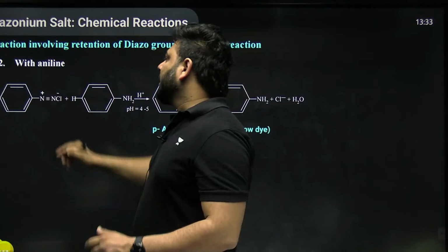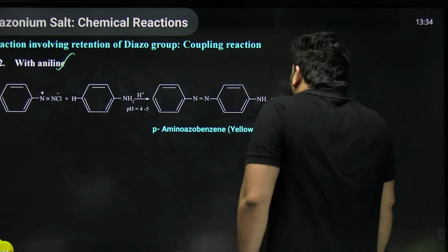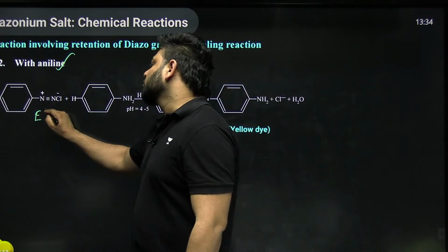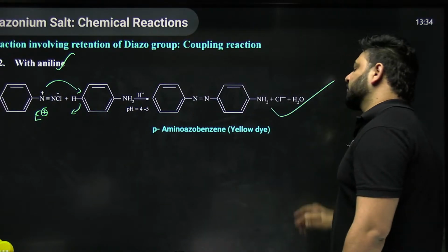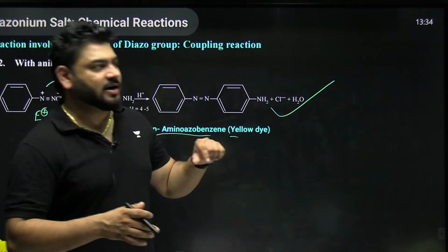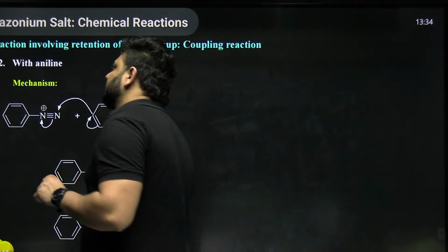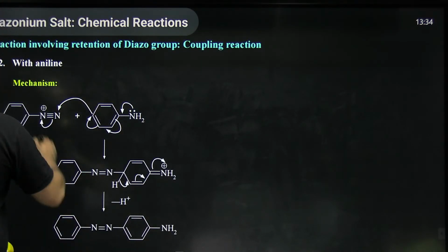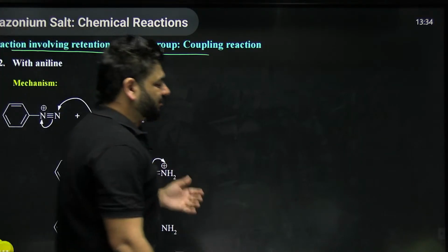Then it is with aniline. We already know that aniline is also ortho-para directing towards electrophilic aromatic substitution. Now this is an electrophile here. The electrophile attacks the para position where hydrogen is eliminated, and the product is para-amino azobenzene. Para-amino azobenzene is another orange colored dye, not red. This is a yellow orange dye, and the same reaction also happens in basic medium. These are the reactions involving retention of the diazo group. We have already explained this, no?